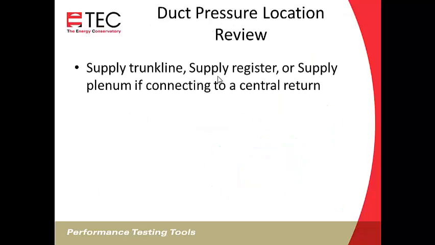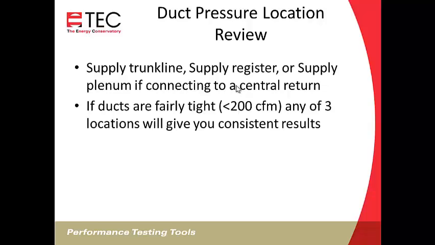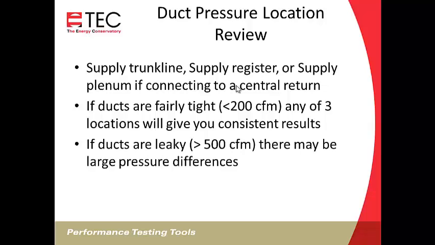So, review: we can measure at the supply trunk line, a supply register, or the supply plenum, but only at the supply plenum if we're connecting into a central return. If the ducts are fairly tight, 200 CFM or less, any of those three locations will give us consistent readings. If ducts are leaky, greater than 500, there may be large pressure differences. And if you're somewhere in between, you're in no man's land where you'll have to make a judgment call on whether you think you need to do another test.